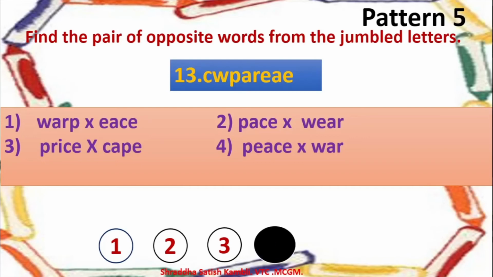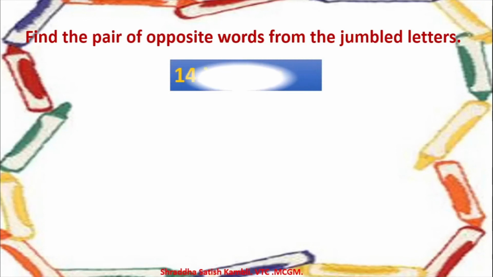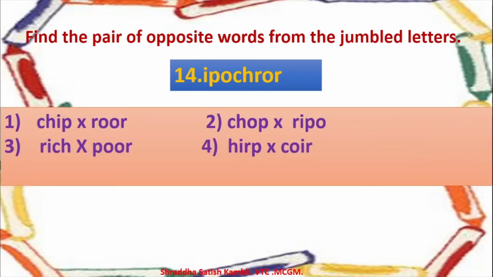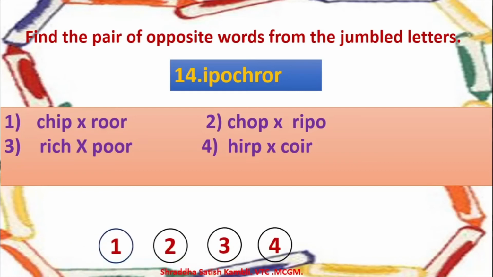Next example here. Same question. Find the pair of opposite words from the jumbled letters. IPOCHROR. So what could be the pair of opposite words? When you just look at the words, you will be able to find out the answer. Chip and root, there are no such words. Chop and repo, I don't know about it. Herp and coir also, unknown words. So which is the obvious answer? It is rich and poor.